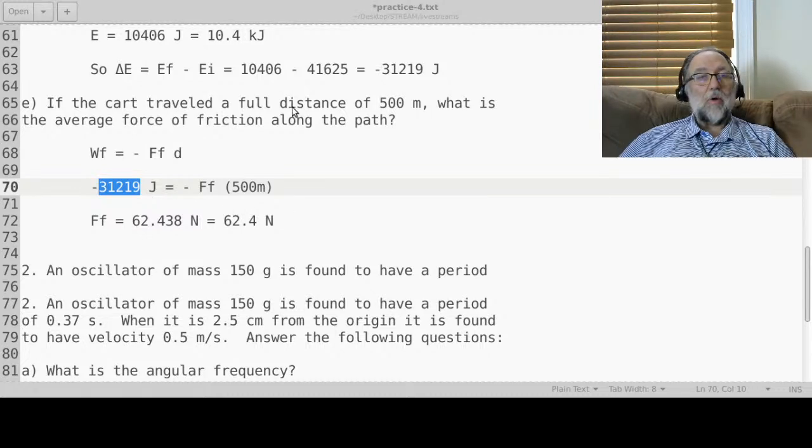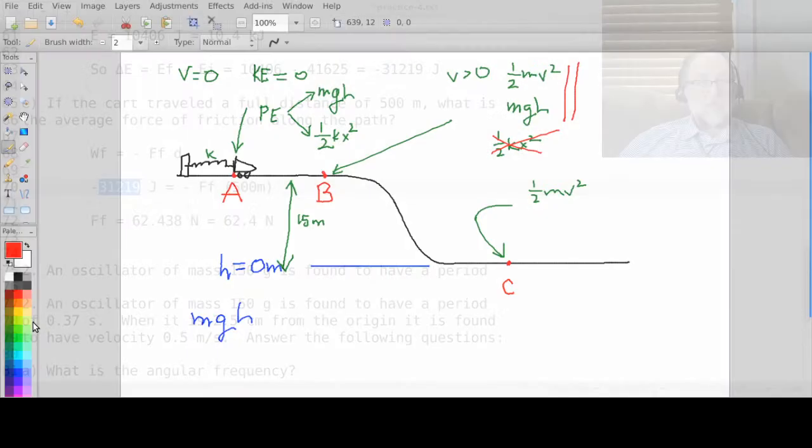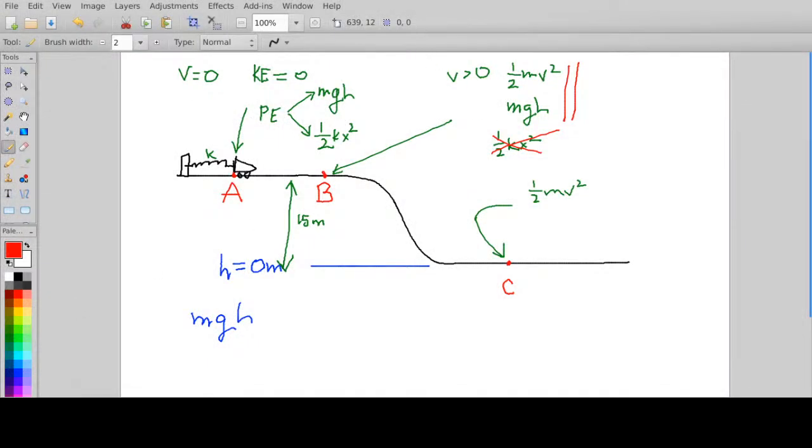Okay, so the last thing is, what's that 500 meters? Where is that in the diagram? Let's go back to the diagram here. That 500 meters is the full path along which the force acted. The drop here is 15 meters, but it's that full path all the way along this path, no matter how curvy it is, no matter what the details.